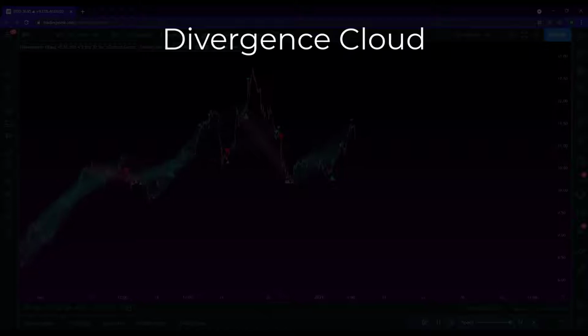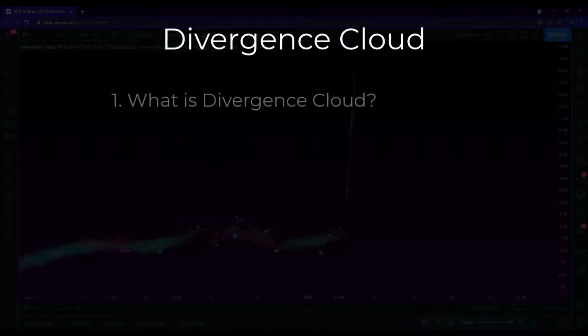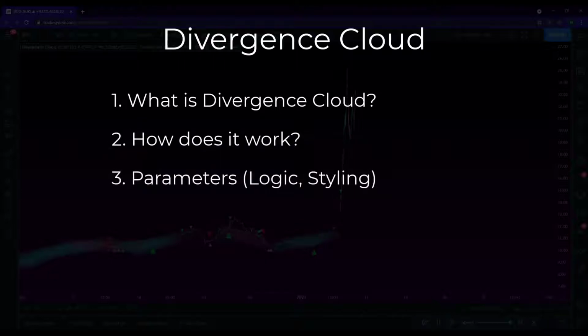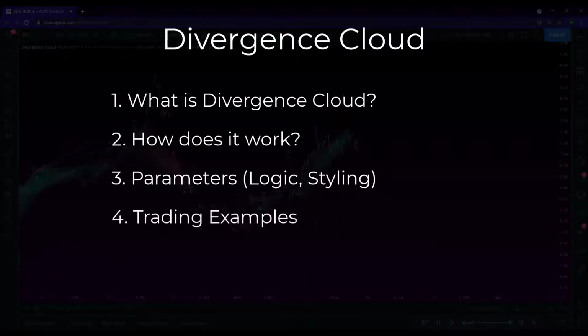In this video, we're going to cover what is Divergence Cloud, how does it work, its parameters, both logic and styling, and a few practical trading examples to show you how the indicator can be used.